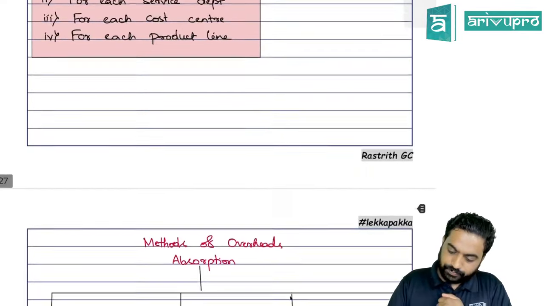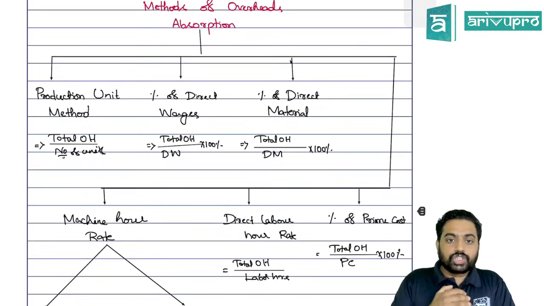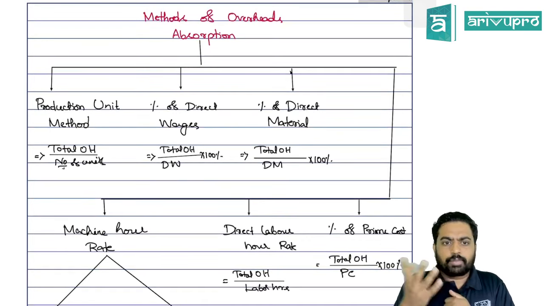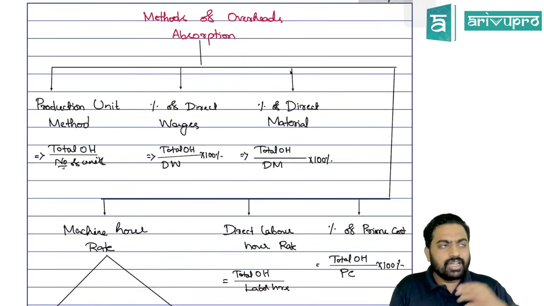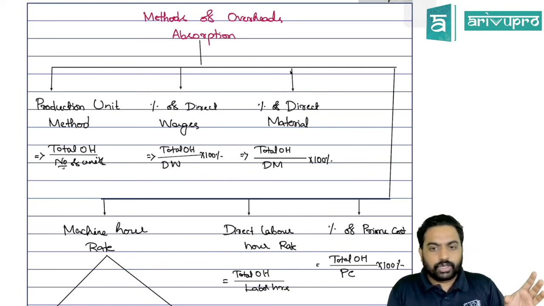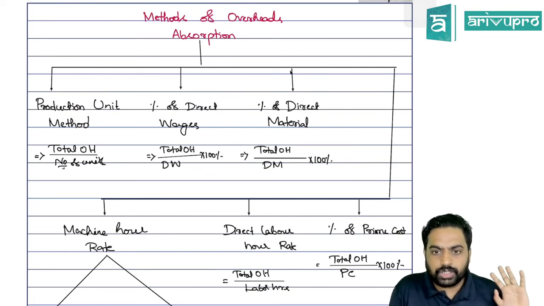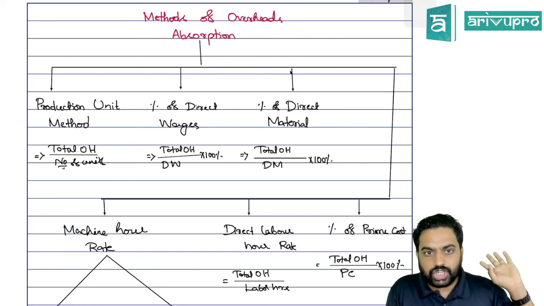Okay, sir. Done. So how are we going to apportion the overhead? Different methods are there. Production unit method. Here it is simple. We take the total overhead and the number of units produced. We get per unit how much it is, and we charge it to the units produced or units relating to that particular job.